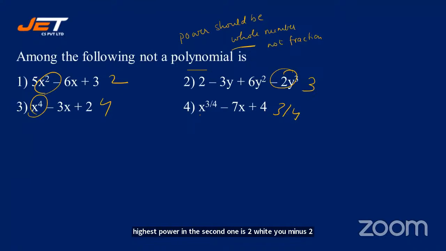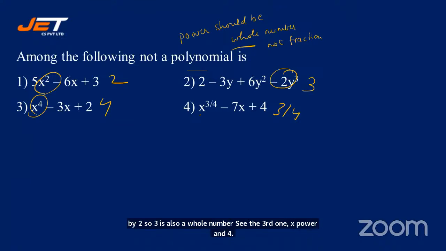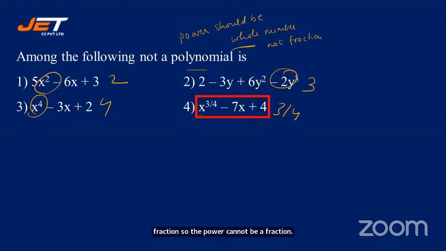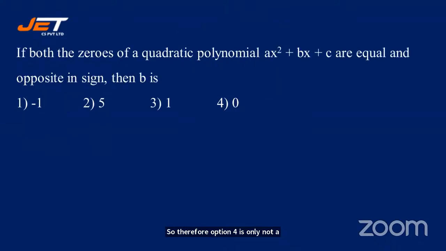See the third one, x power 4. So 4 is the power, which is a whole number. But in the fourth one, you're having x to the power 3 by 4, a fraction. So the power cannot be a fraction. Therefore, option 4 is the only one that is not a polynomial. All right. Yes. See the next question.